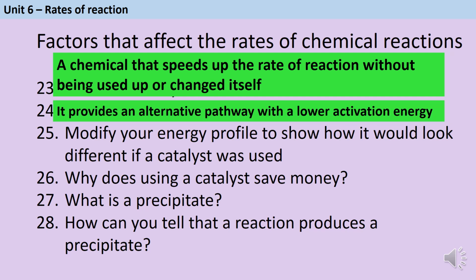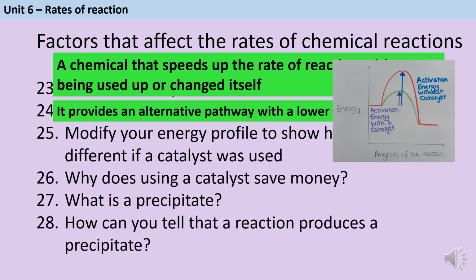So we drew this energy profile earlier, and you can see the green line represents what happens with a catalyst. So the reaction starts with the same amount of energy and ends with the same amount of energy, but in between, the activation energy is lower. So it's more likely that a particle that's reacting when it's near to a catalyst will be able to have a successful collision and therefore be able to react.